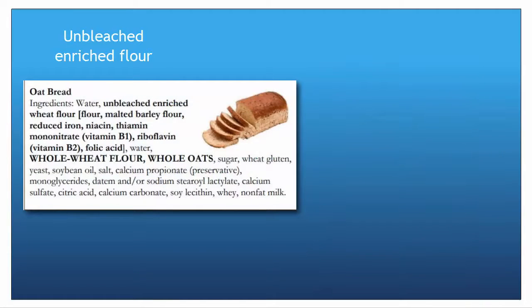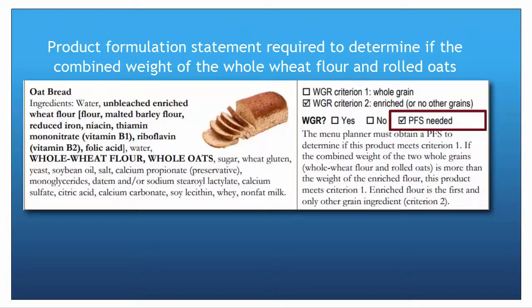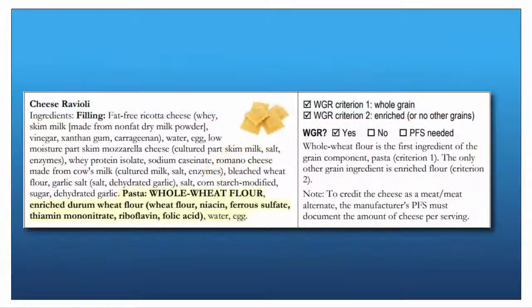It lists unbleached enriched flour as the first grain ingredient and also includes whole wheat flour and whole oats. A product formulation statement is required to determine if the combined weight of the whole wheat flour and rolled oats is more than or equal to the weight of the enriched flour. In this ravioli example, whole wheat flour is the first grain ingredient. The only other grain ingredient is enriched flour. The product can be considered whole grain rich.